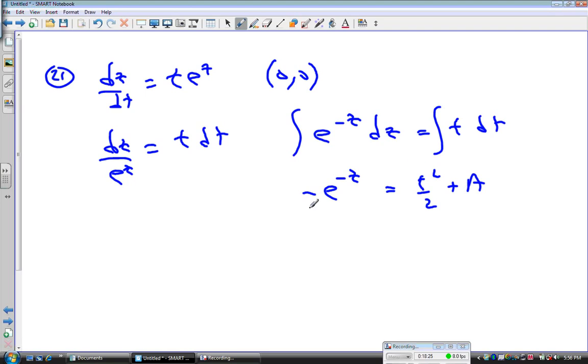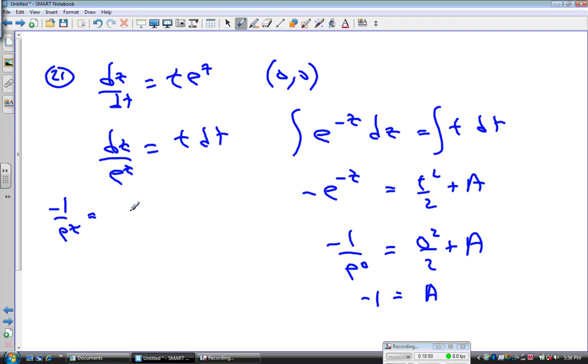All right, let's figure out that constant. Plug in 0, 0 for z and t. t is 0 when z is 0. Okay, so I get negative 1 over e to the 0, which is negative 1, is equal to 0 squared over 2, which is 0, plus a. So a is negative 1. So what do you get? Negative 1 over e to the z is equal to t squared over 2 plus a negative 1, or minus 1.